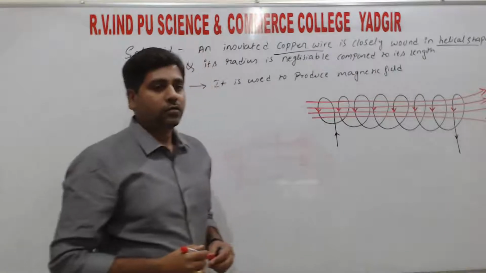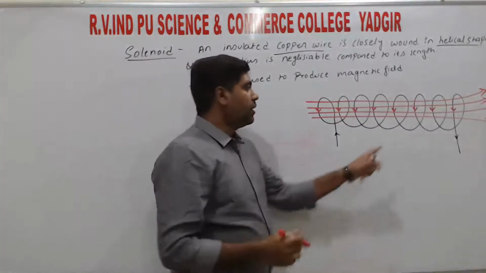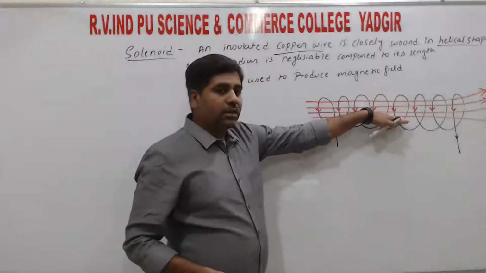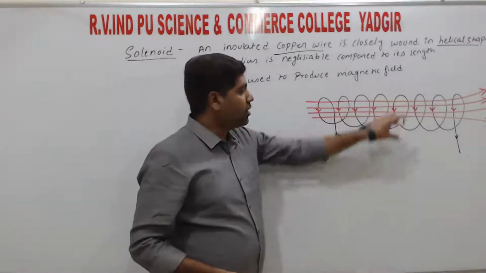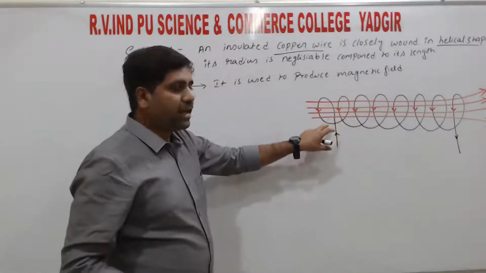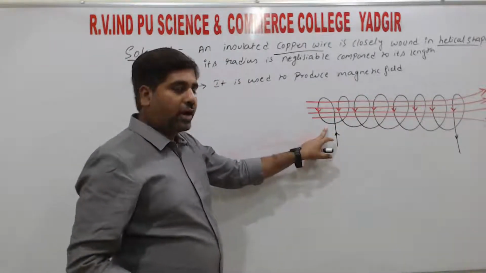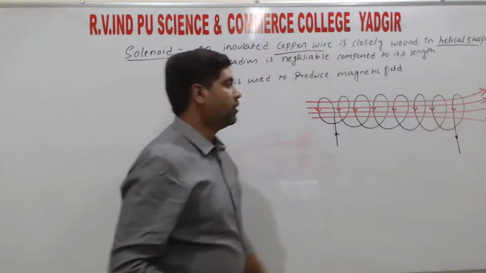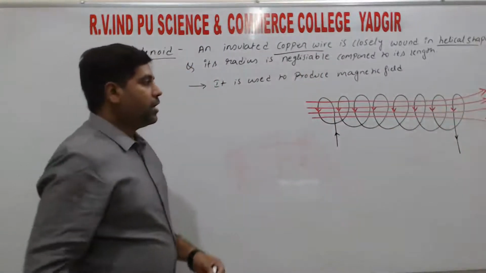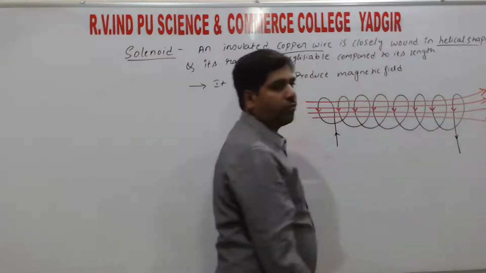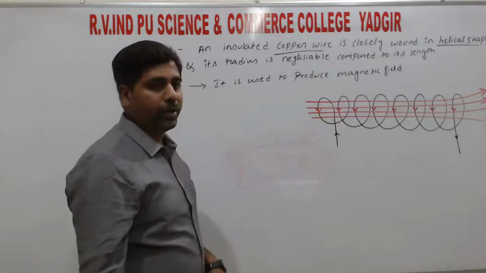Inside the solenoid we have a magnetic field, and its direction is given by the right hand rule. If we hold the solenoid in the right hand, the curled fingers represent the direction of the current in the solenoid and the extended thumb gives the direction of the magnetic field, right? Now we are going to find the magnetic field in the solenoid, that means the value of B.